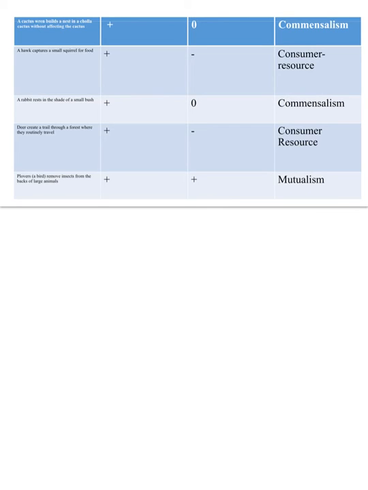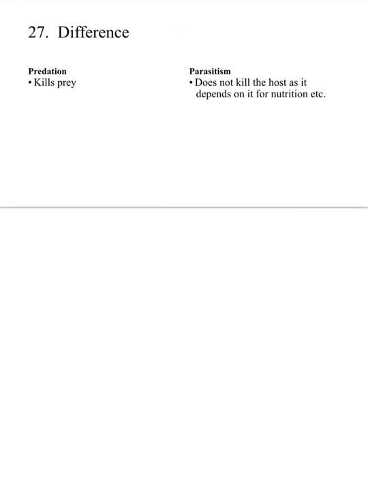A hawk captures a small squirrel for food. That's like predator prey. That's called consumer resource in our book. That's positive, negative. A rabbit rests in the shade of a small bush. The bush obviously doesn't care. That's commensalism. Deer create a trail through a forest where they routinely travel. That's obviously hurting the forest, so that is a positive, negative consumer resource example. And a bird removes insects from the back of large animals, that is definitely a plus situation, which is called mutualism. This is kind of a key important thing.